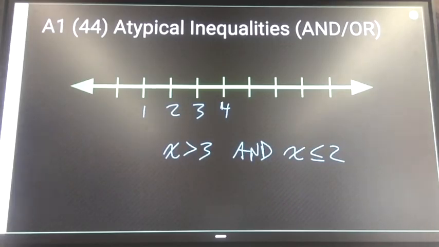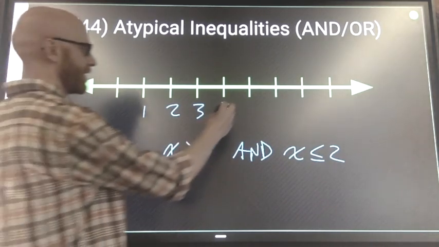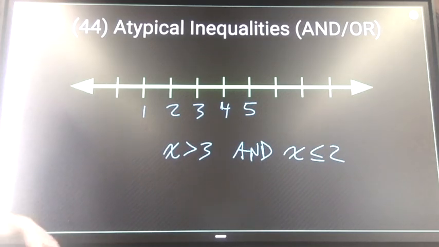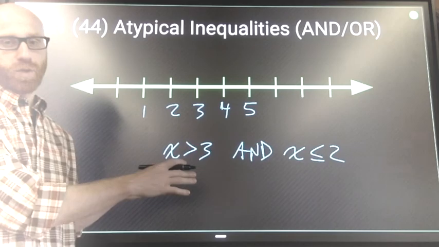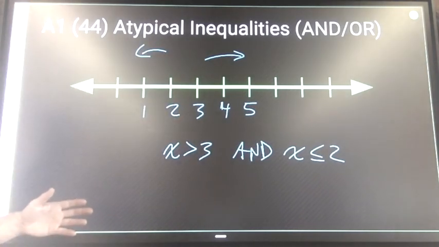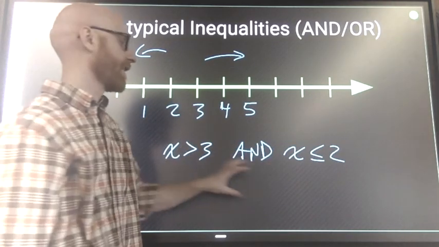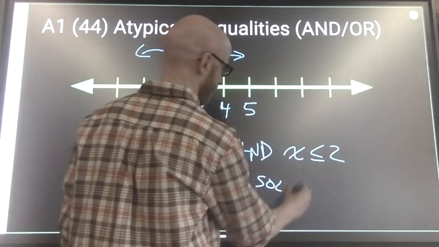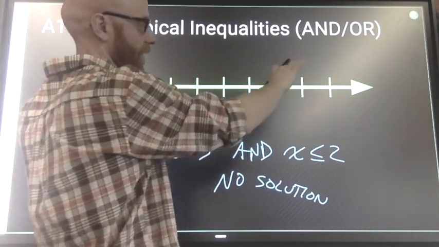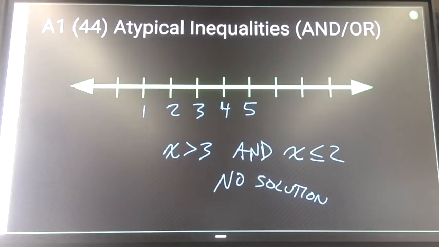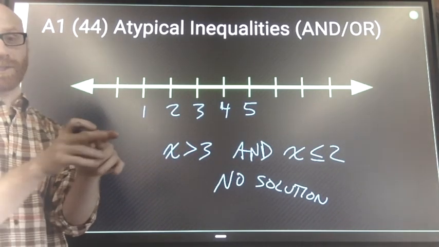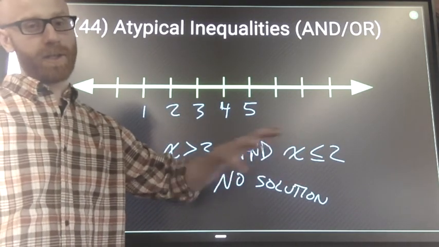On the other hand, the last type of weird situation that we could end up with is something like this. If we say x is bigger than 3 and x is less than or equal to 2, all right, there aren't any numbers that make both of those statements true. I can't be bigger than 3 and less than 2 at the same time, okay? So, this is a no solution situation, all right? If you have an AND situation and there's no crossover between what you would be shading, there is no solution. Okay, AND situations only include crossover, OR situations include all possibilities, all right, disjoint possibilities.